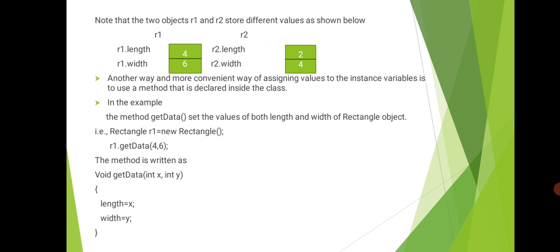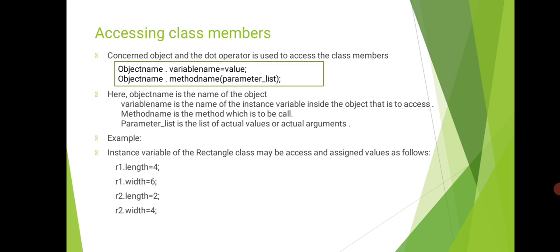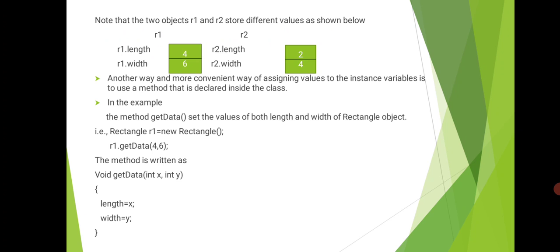So now using the syntax of accessing the class member, that is object name dot operator variable name equals value, using that syntax we assigned some values for r1 length and width, that is 4 and 6. It is stored in the memory.